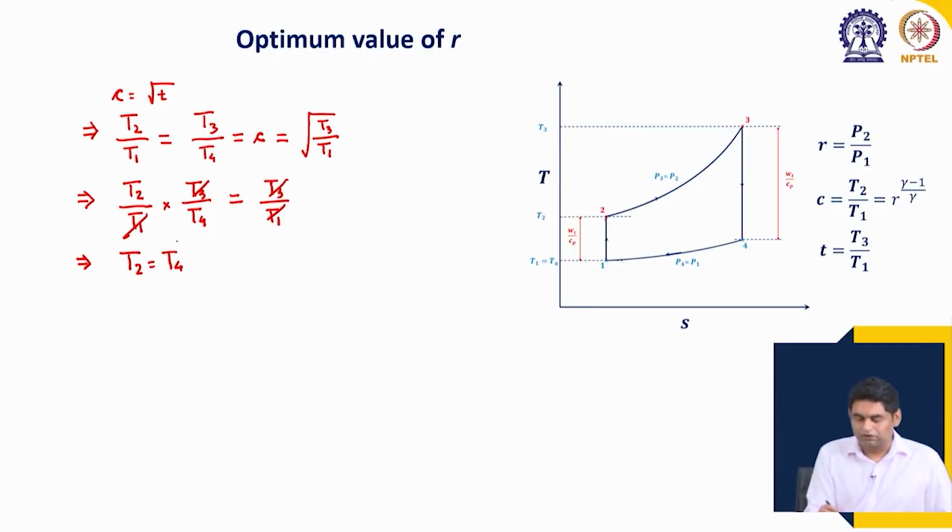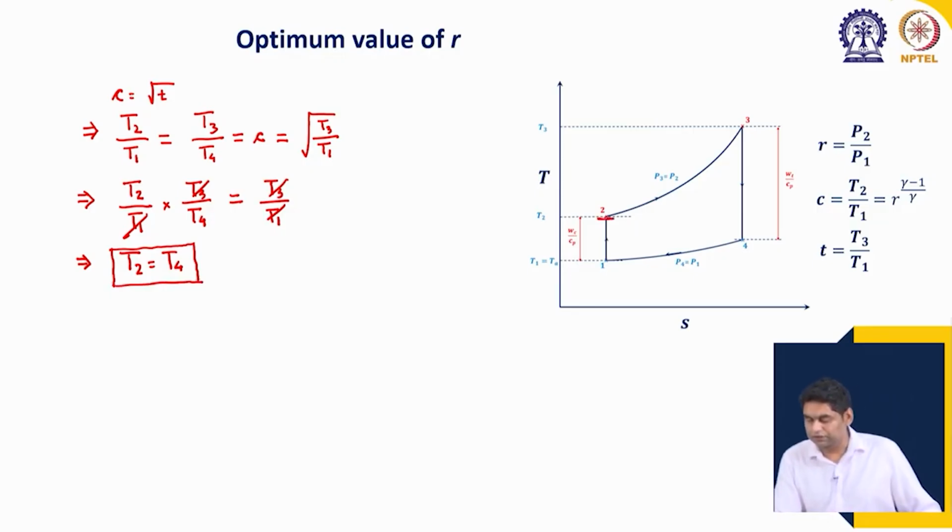So, for maximum work output, the temperature at the exit of the compressor, this temperature T 2, should be equal to the exhaust gas temperature at the exit of the turbine. If these two are at the same temperature, how will we get them at the same temperature? By varying the compressor pressure ratio.